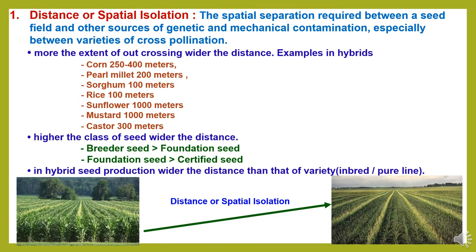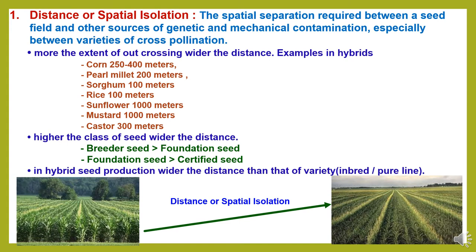Now to study distance or spatial isolation. It is the spatial separation required between a seed field and other sources of genetic and physical contamination, especially between varieties of cross-pollination. In case of spatial isolation, there are three parameters. First, the greater the extent of outcrossing, the wider the distance. This means depending upon the crossing nature, from crop to crop, the distance will vary. The crop having maximum outcrossing needs more distance.